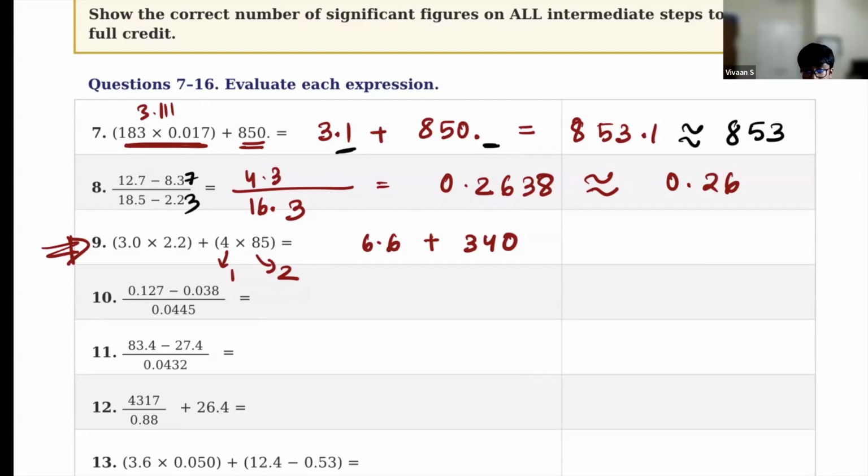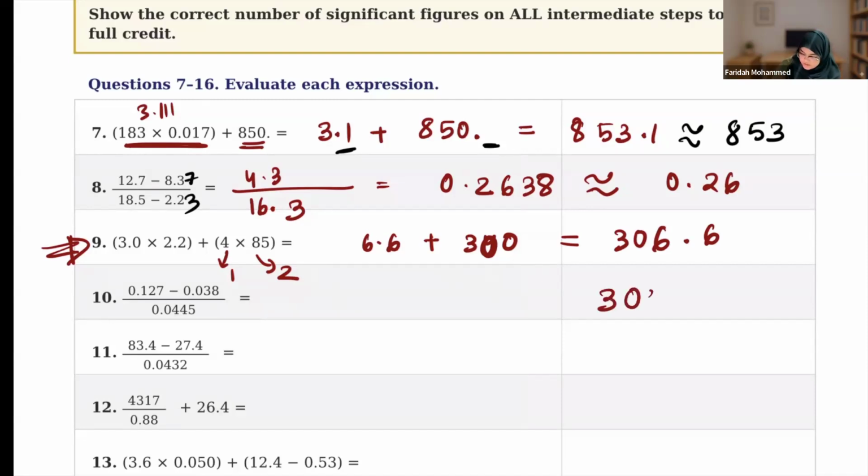So as I was saying, 340 rounded to 1 significant figure is 300, right? Yes. So this is going to be plus 300, not 340. And now you can add them together. When you add them together, you get 306.6. Let's do 300 plus 6.6.